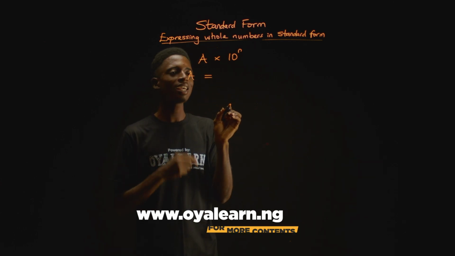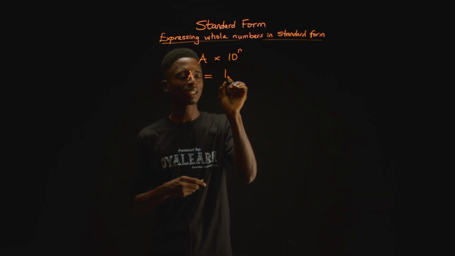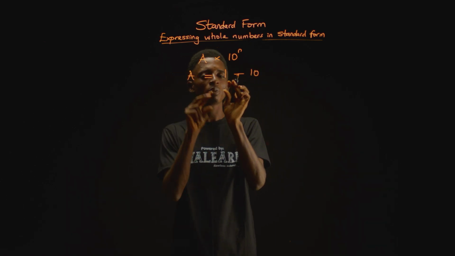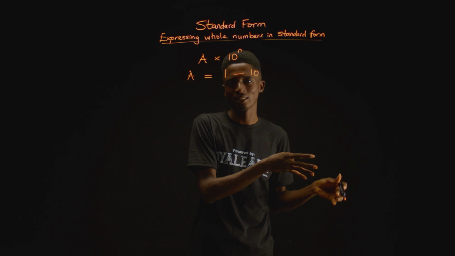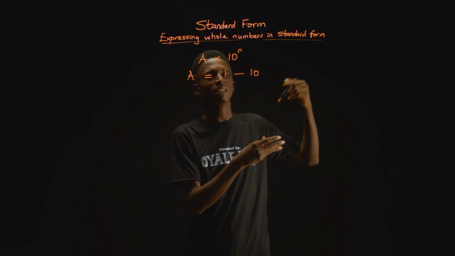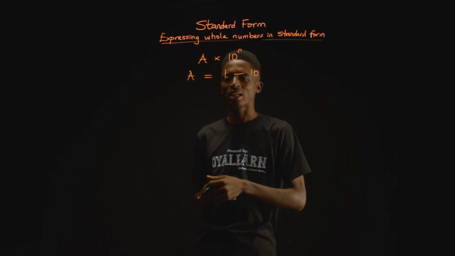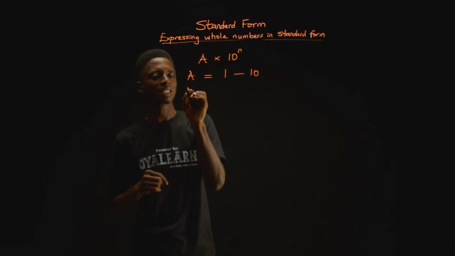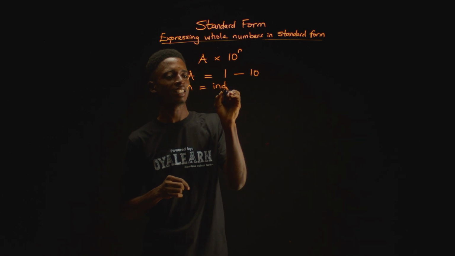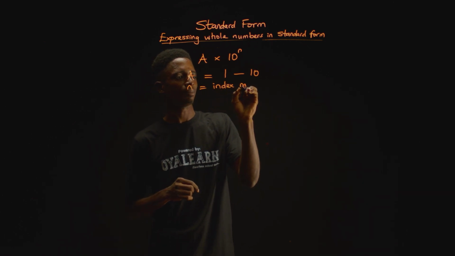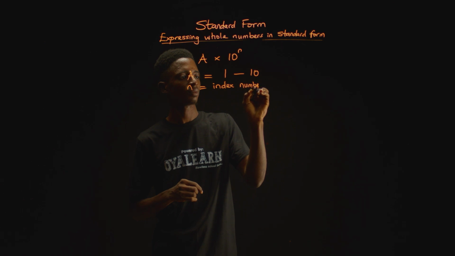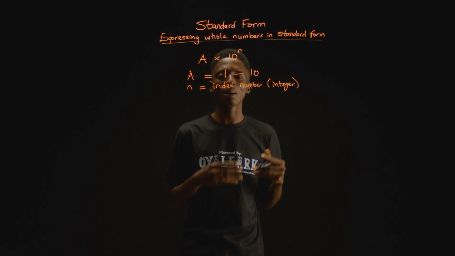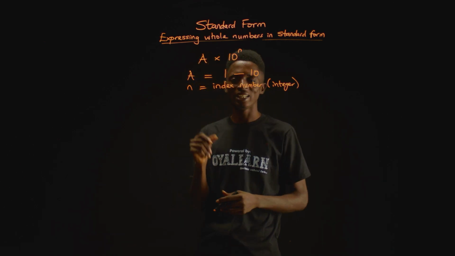Now, note that a ranges from 1 to 10. It has to be between this. It cannot be 10. So it is 1 to 9.999 and so on like that. So a has to be a number that falls within this. And then we know that our n is our index number, which is an integer in this case. That is, it can be either positive or negative.